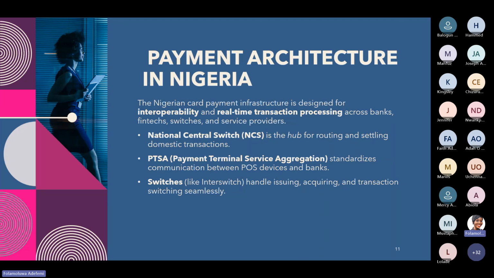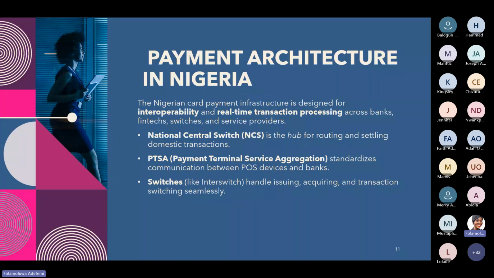So that's why when cards came, we adapted pretty fast. When QR codes came, we adapted pretty fast. Even tap to pay, we've adapted pretty fast, because we have some entities in our payment architecture in Nigeria that ensure that goal is reached, which is interoperability. And we also have the ability to do real-time transaction processing across banks, fintech switches, and service providers.